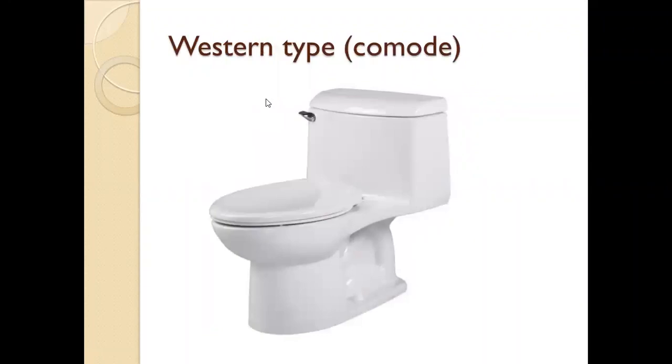Then the next type of water closet pan is the European type, Western type, or we can say commode also. This is similar to the Anglo-Indian type, but here near the Western or European type, a cistern is provided. This is the cistern. A cistern is nothing but a small tank. The main function of the cistern is to collect and store the water.